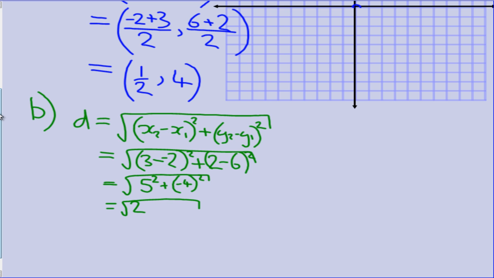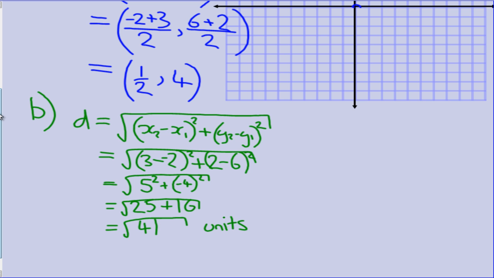Under the square root sign, we have 5 squared is 25 plus negative 4 squared. Now because it's negative times a negative, it turns positive anyway. So that gives us 16. 25 plus 16, square root of 41. And we will call that the length of units, because we don't know if it's talking about centimetres, metres, or what kind of scale we're dealing with. A surd is the most accurate way of writing that answer, so we're going to leave it as a surd.